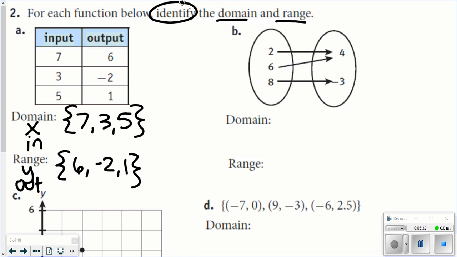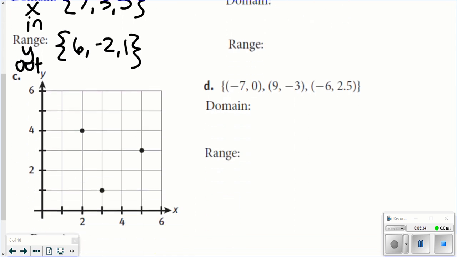Okay, for question C, if it helps you on your graph, you can write these out as ordered pairs. So this, I go over to 2, up to 4, and then I would need to say which one's my X, my input, my domain, which one's my Y, my output, my range. Okay, this point right here is over to 3, up 1. This point right here is over to 5, up to 3. So see if that helps you. Pause the video, work on domain and range for B, C, and D.